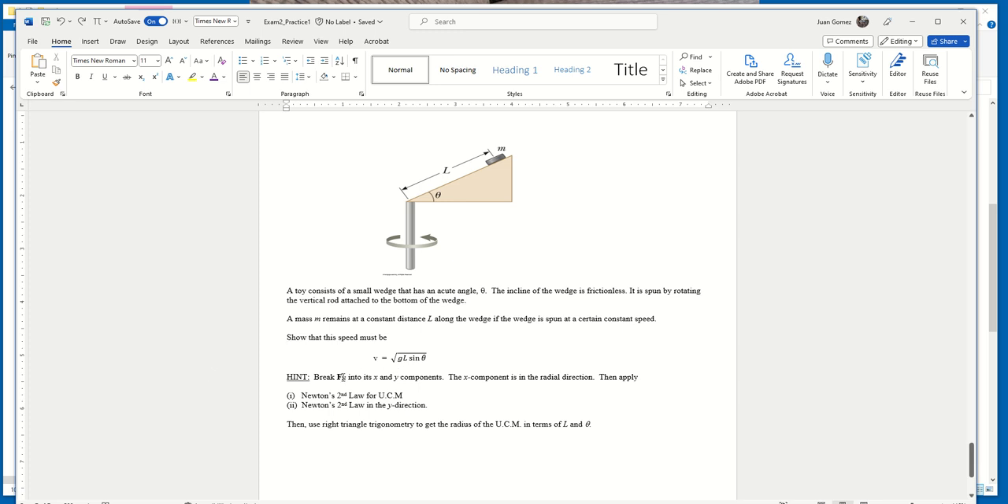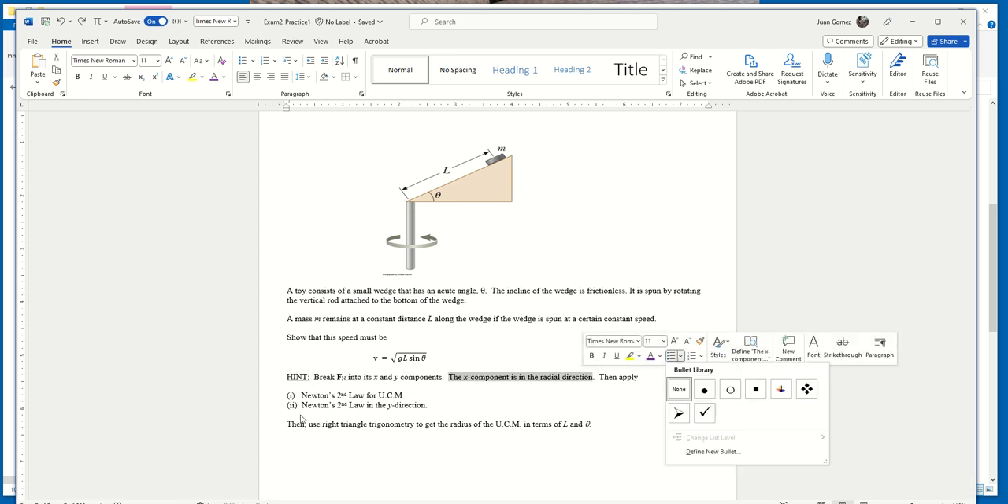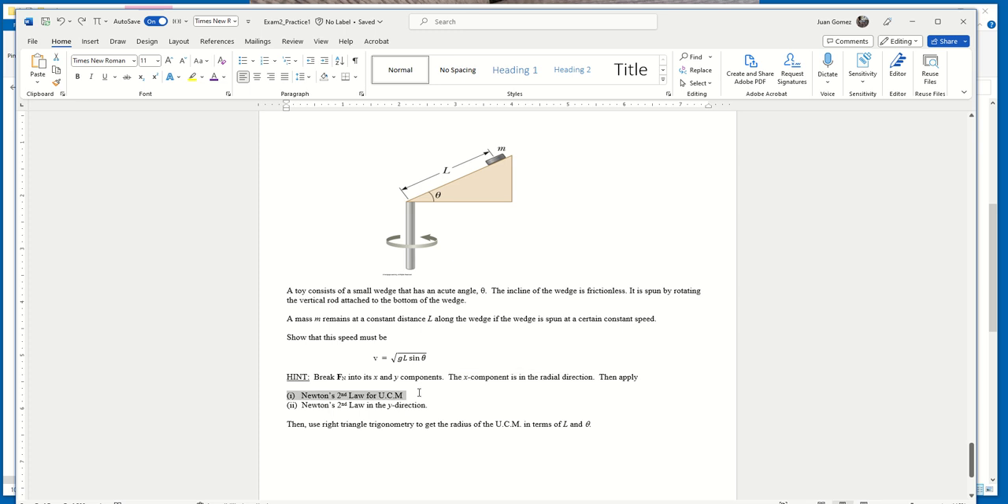Break the normal force acting on that mass into its x and y components. The x component will be in the radial direction. Then apply Newton's second law for UCM to the mass M. Then apply Newton's second law in the y direction. Then apply some basic right triangle trigonometry.